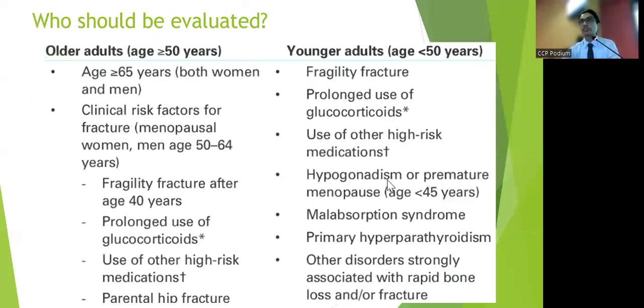First question, who should be evaluated? Current recommendation is any person, age of more than 65, male and female alike, should be evaluated for osteoporosis. And in the age group of 50 to 65, if they have other secondary risk factors, again, they should be evaluated. Younger patients, that is, persons aged less than 50 years, if they have risk factors like fragility fractures, high-risk medications including steroids, any other hormonal problems like hypogonadism, hyperparathyroidism, or systemic illnesses like connective tissue diseases, malabsorption syndromes, then they should also be evaluated.